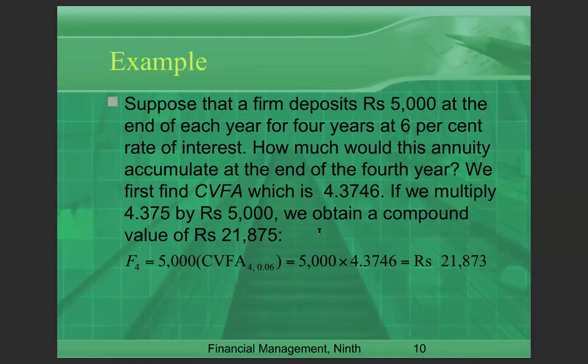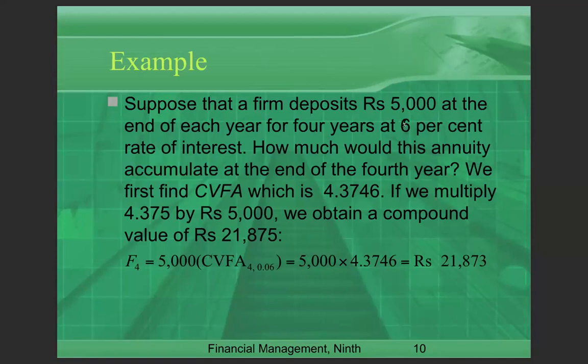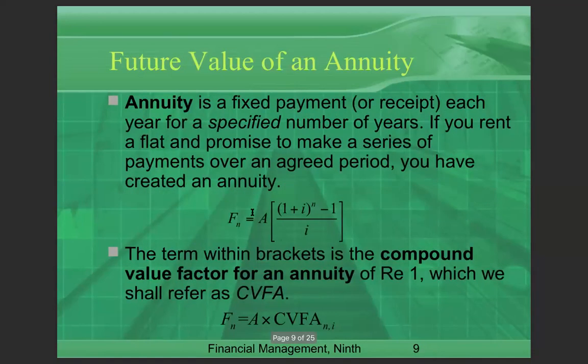Look at this. Multiply again. What is the rate of interest? 0.06. What is A? 5,000. What is I? I is 0.06. And what is N? N is 4 years. Look at this: (1 plus I) to the power 4, minus 1, divided by 0.06, multiplied with A, the annuity, which is 5,000.